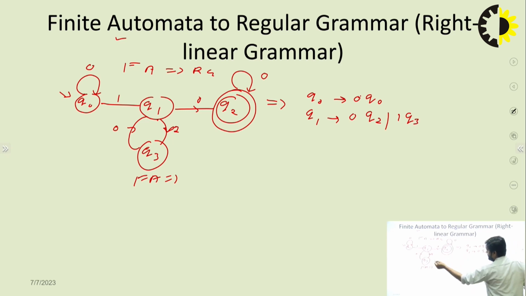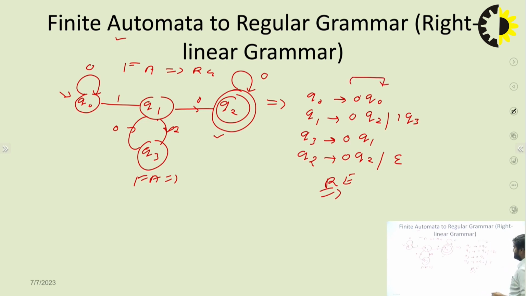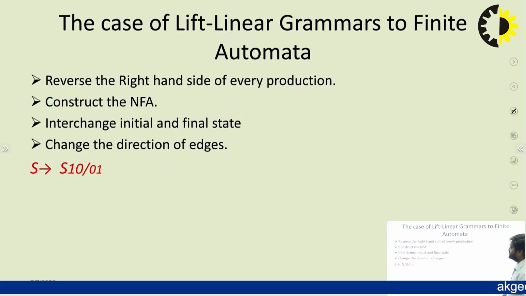Now we also check the Q3 state. In Q3, on input 0 it changes to state Q1. The final state is Q2. In Q2, a final state, on an input it reaches Q2 again, and since it is a final state it also reaches epsilon. That is the regular grammar. In the same way we convert the finite automaton to a regular grammar, but this grammar is right-linear. It always generates a right-linear grammar.